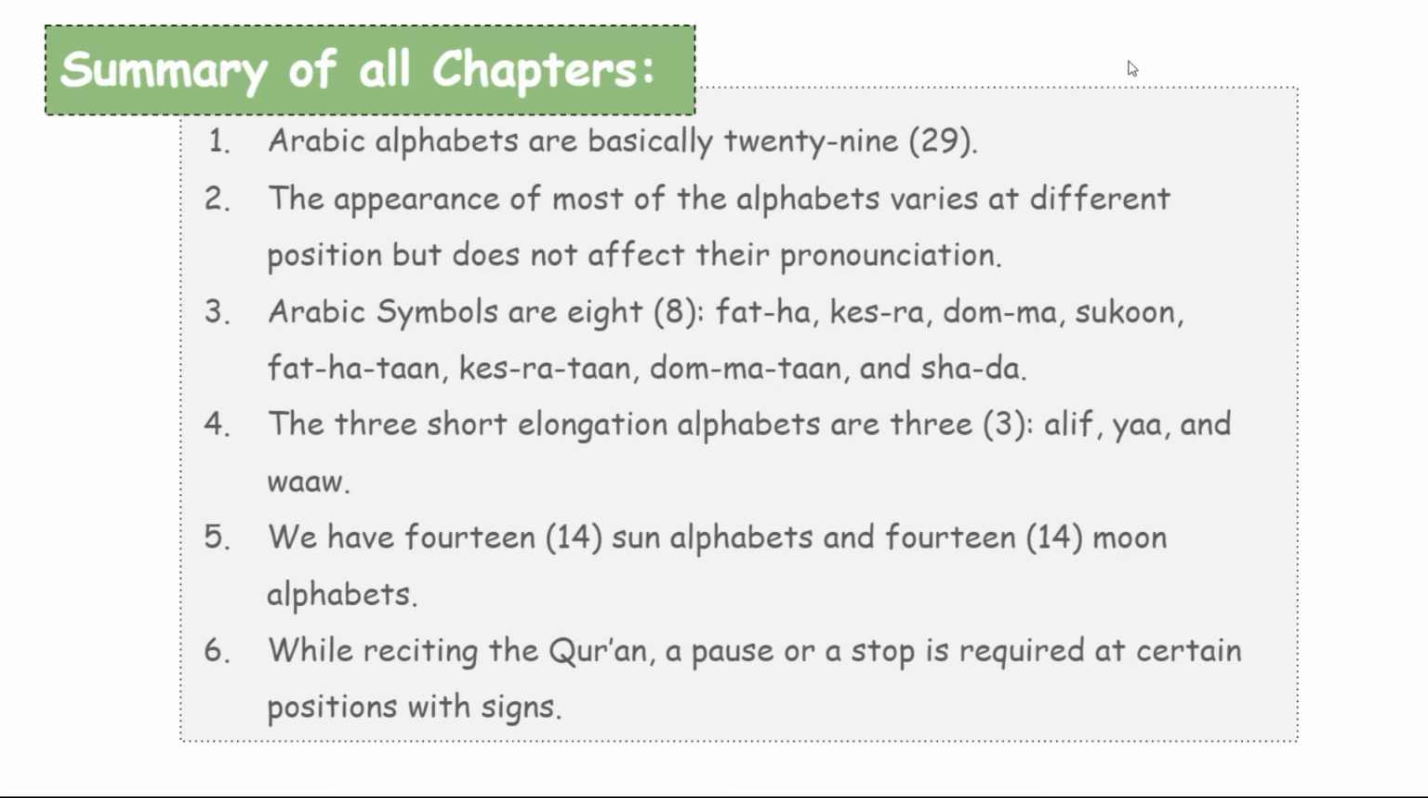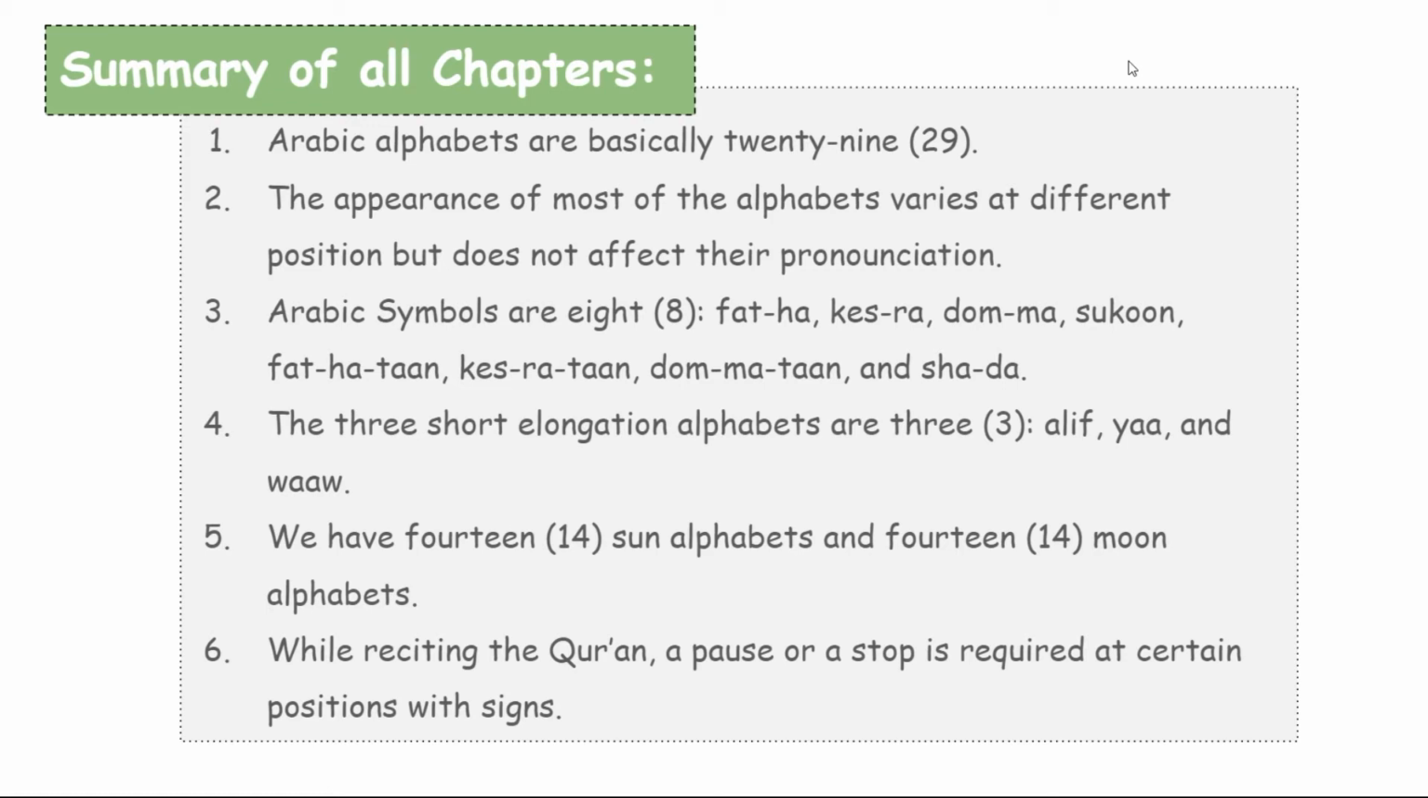That means if we say Ain, it will be the same Ain at the middle, the same Ain at the beginning, the same Ain at the end. It is just the shape or the way it is written that might be different. Also, we talked about the Arabic symbols that are 8. We have the Fatha, Kasra, Dhamma, Sukun, Fathatan, Kasratan, Dhammatan, and the Shadda. So we said we have 3 short elongation alphabets, which are Alif, Ya, and Waw.